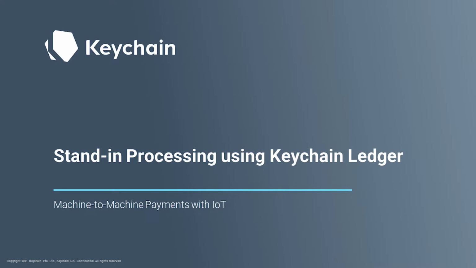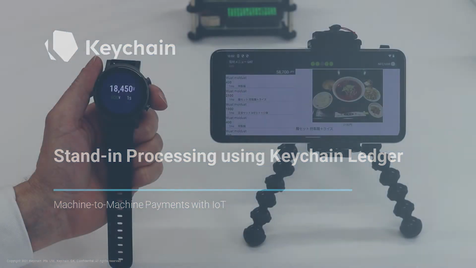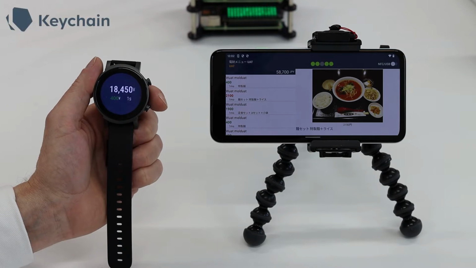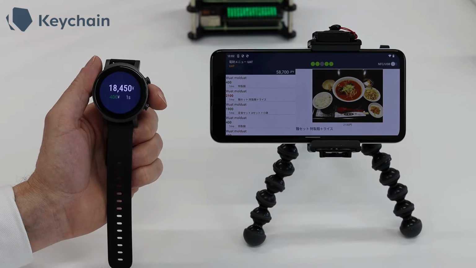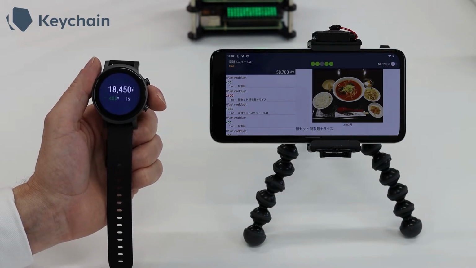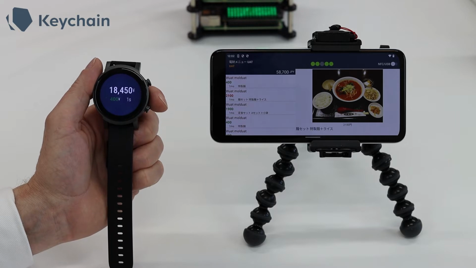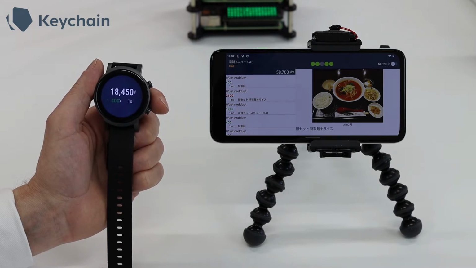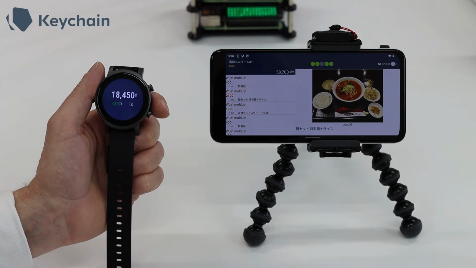So now we will demonstrate stand-in processing using the Keychain ledger between three devices shown here, where we have a consumer device which will be spending money, represented on the left as a smartwatch. We have a merchant device which will receive payment from the smartwatch on the right, which is the smartphone. And the transaction will be approved by a device that is outside the acquirer and or the issuer network, represented here as the IoT device at the top of the screen as a Raspberry Pi device.